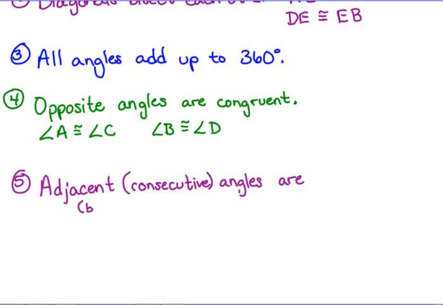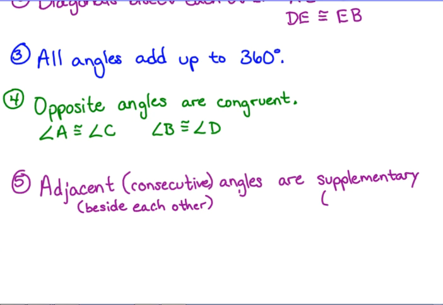That means they are beside each other. If you are adjacent to something, I am adjacent to Miss Joyner's room. Our rooms are right beside each other. Or consecutive, they come in order. So if you start at angle A, you're either going to angle B or you're going to angle D. You're getting to the next closest angle in the parallelogram. Adjacent or consecutive angles are supplementary. They are supplementary.